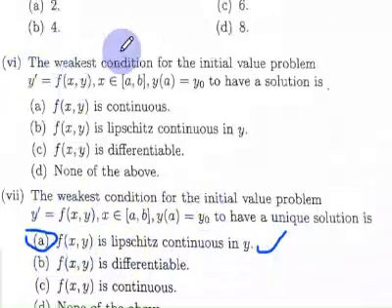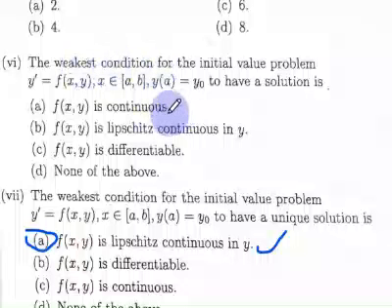So if you go to the next question, the least condition for the initial value problem here to have a solution. What is the weakest or least condition? Continuity. If this function is continuous on the domain D, then the system has a solution. This is the weakest. If it is Lipschitz, we can say the solution is unique.